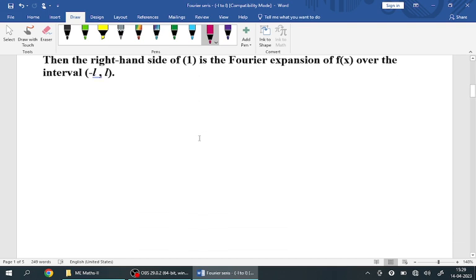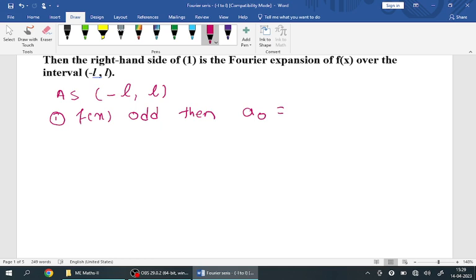But as the interval is minus L to L, suppose that f(x) is an odd function. Then you will observe that in the integral from minus L to L, whenever the integrand is odd, the value of the integral is 0. So a0 and an both become 0, because f(x) is odd and the interval is minus L to L.